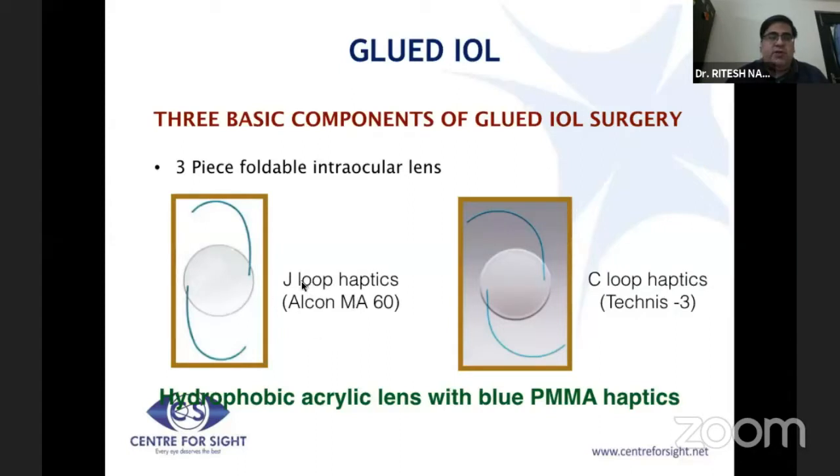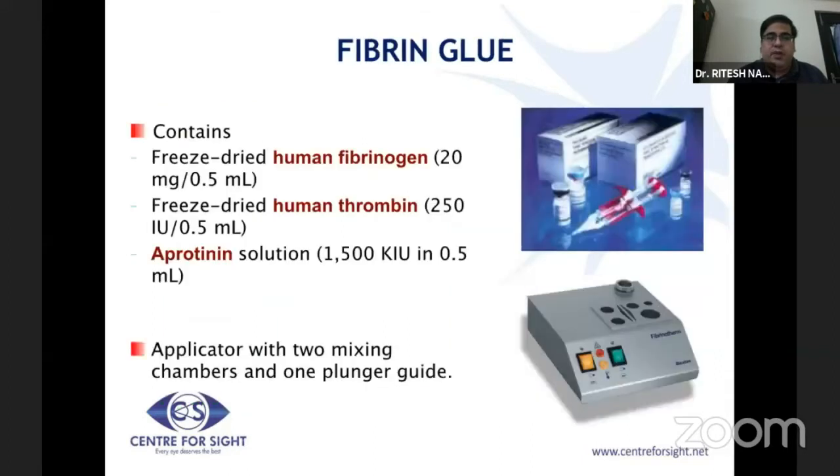There are no financial disclosures here. You can use either a J-loop haptic Alcon MA60 lens or a C-loop Technis or a Sensar. These are all hydrophobic acrylic lenses which we use. We commonly use the Alcon MA60 with blue PMMA haptics. So the J-loop of the Alcon lens gives us a little more advantage. Some people do prefer the C-loop of the Technis lens also.